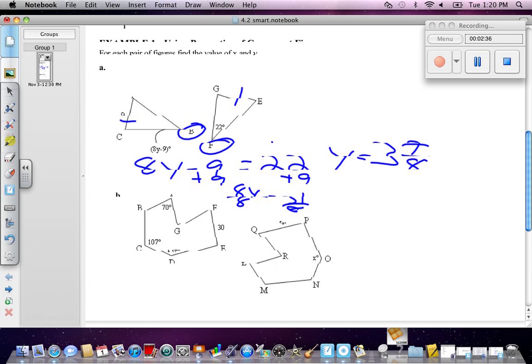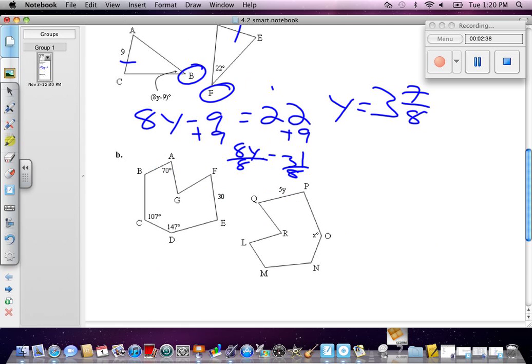Wait, why does it say X? There's no X for this one. There's an X for the next one, which is why it says X. Oh, this one, but okay.